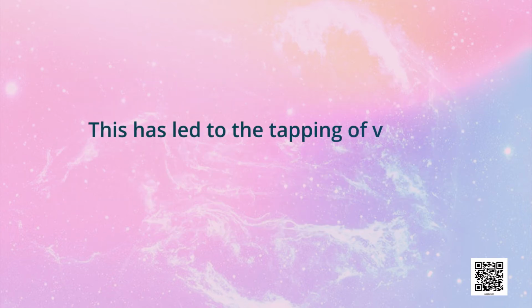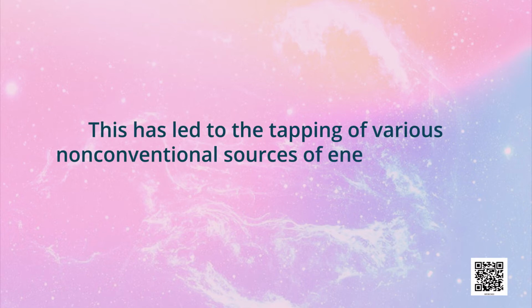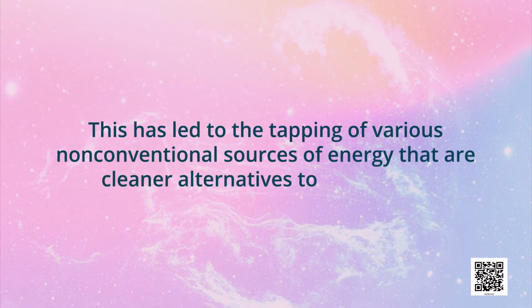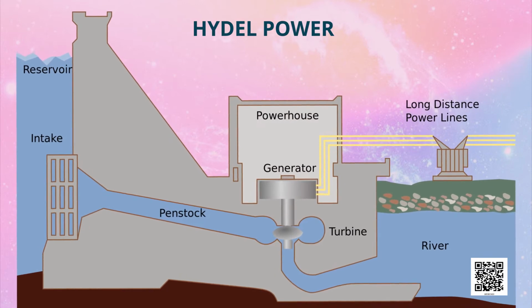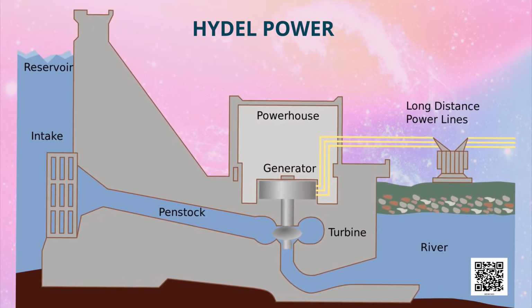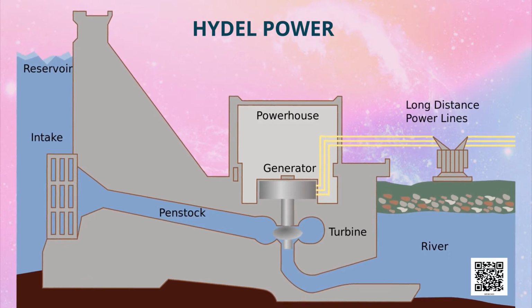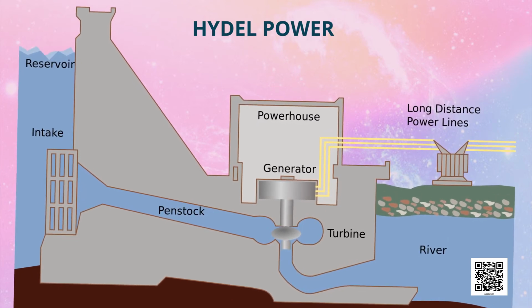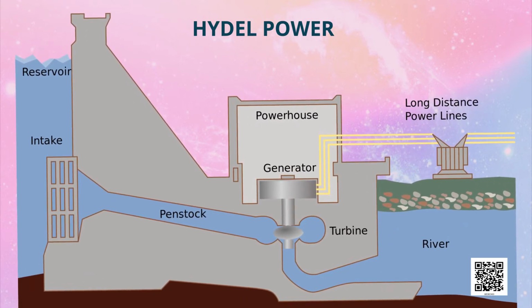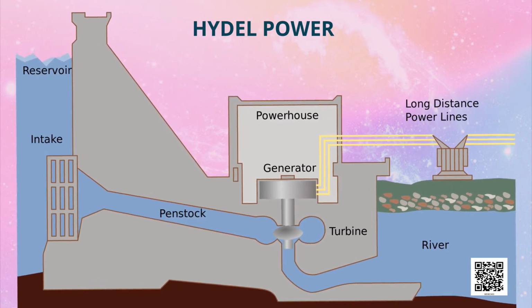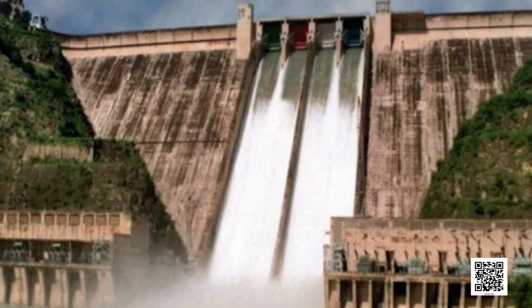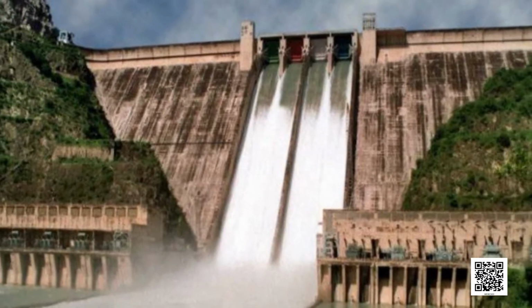So, this has led to the tapping of various non-conventional sources of energy that are cleaner alternatives to fossil fuels. One of them is hydel power. In hydel power, the rainwater or river water stored in dams is made to fall from heights. The falling water flows through pipelines inside the dam over turbine blades placed at the bottom of the dam. The moving blades then turn the generator to produce electricity. This is called hydroelectricity. Bhakra Nangal Dam is an example of such a project in India.